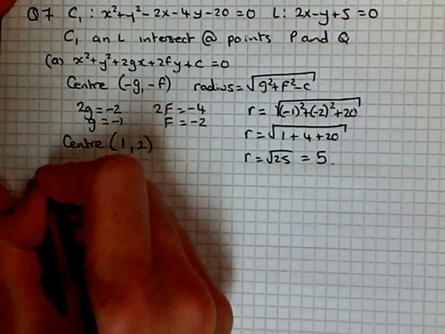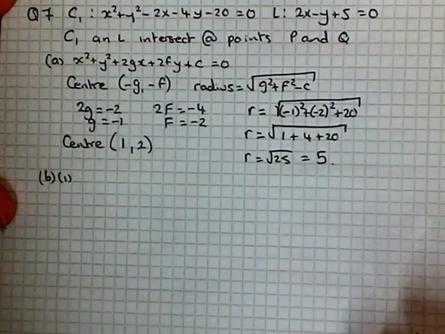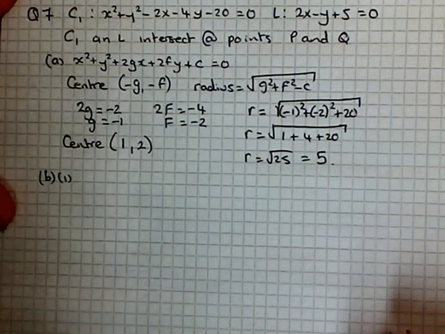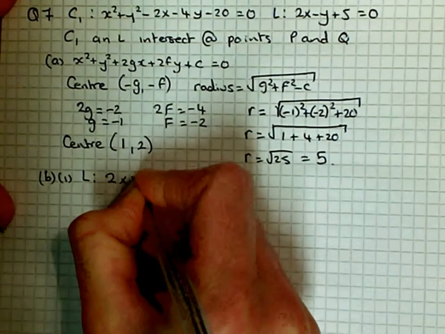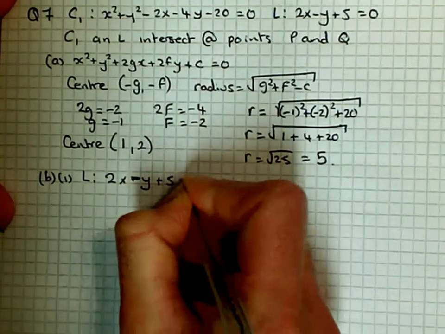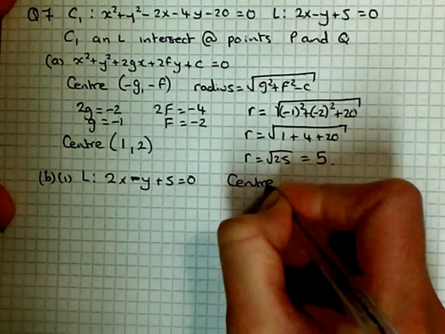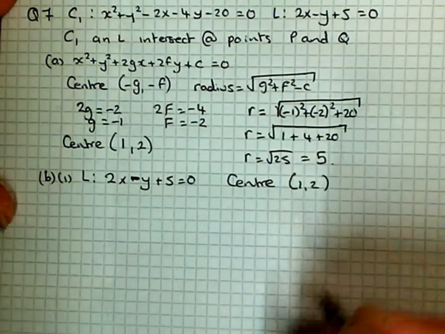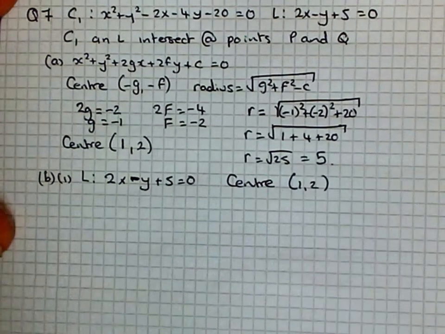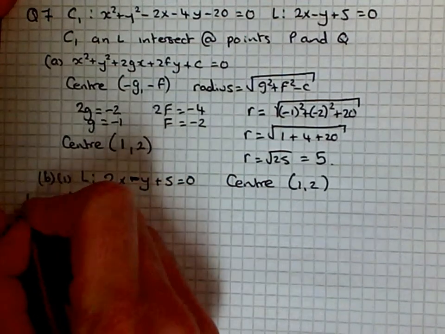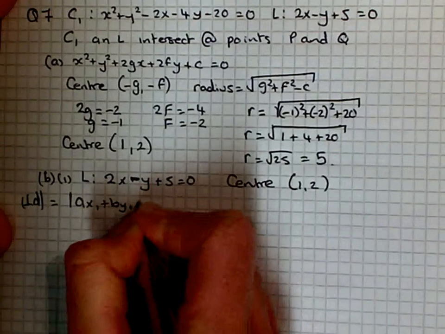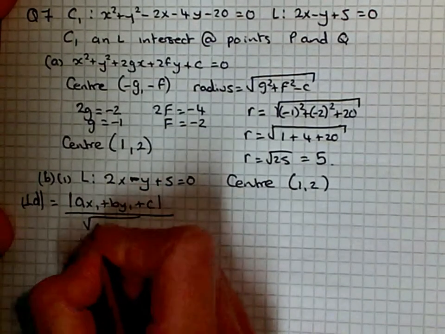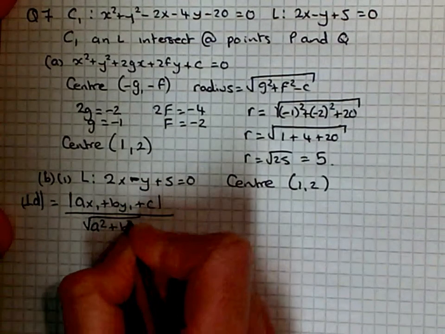Now, B part 1 of the question: find the perpendicular distance from the centre of C1 to the line L, in surd form. So the line is 2x minus y plus 5 equal to 0, and the centre is (1, 2). The perpendicular distance is the absolute value of ax1 plus by1 plus c all over the square root of a squared plus b squared.